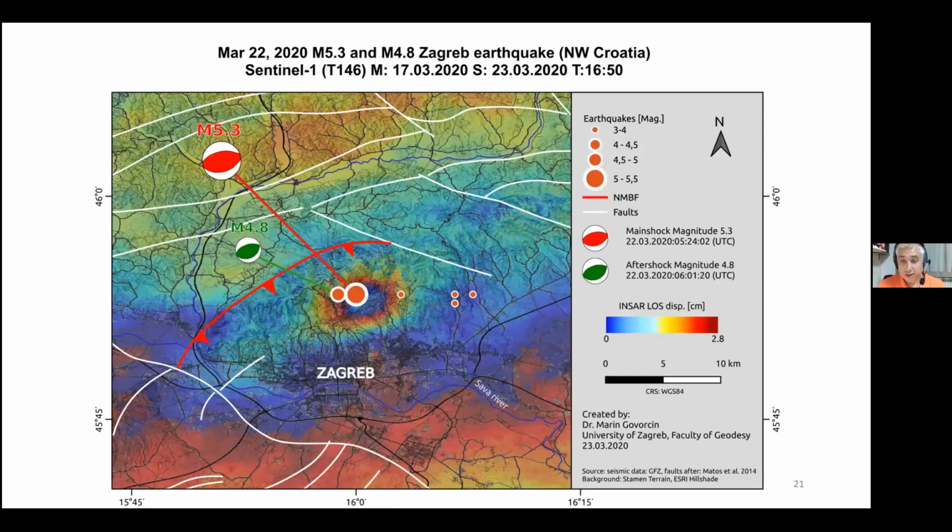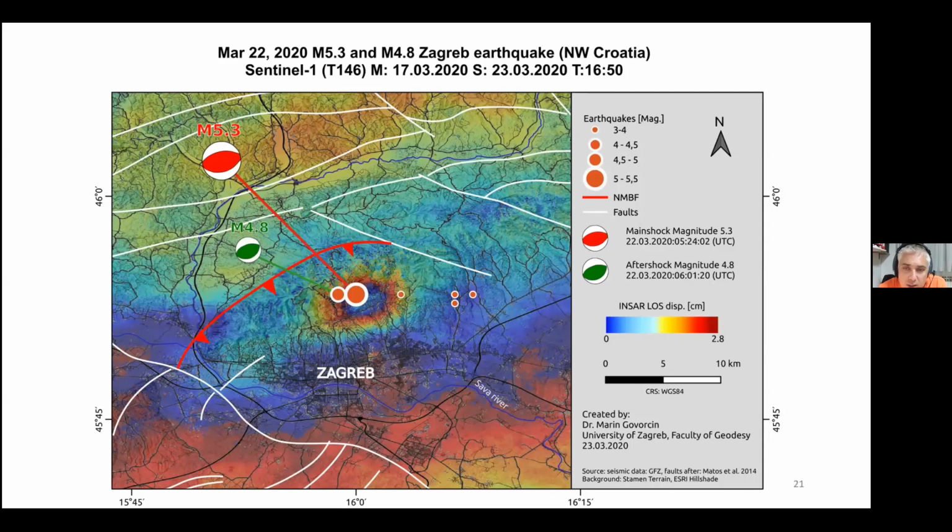This is something that you should have seen yesterday, or something like this. This is the interferogram which was derived from Sentinel-1 data from two passes of the satellite. The first one took place before the earthquake, on the 17th of March 2020, and the second one on the 23rd of March 2020. And from those two passes of the Sentinel-1 satellite, this interferogram was derived.